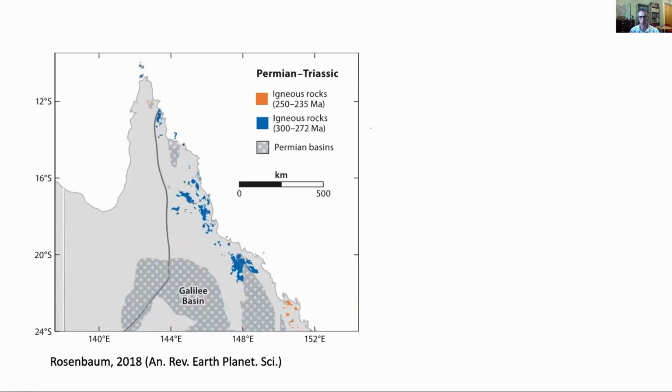and likewise, when we look at early Permian igneous rocks, we don't really recognize any curvatures. We see basically an arrangement along the coast of Northeast Queensland.